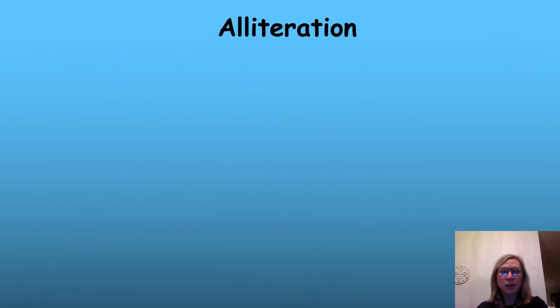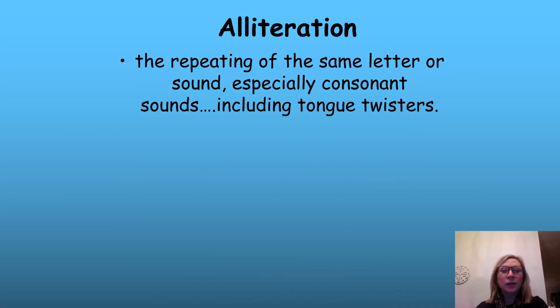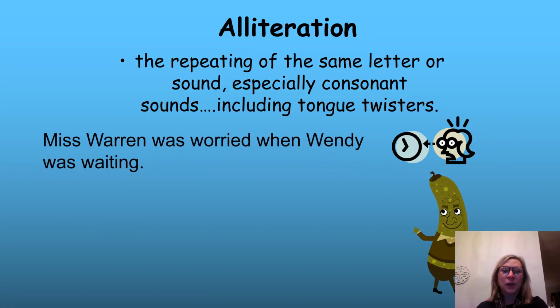So what is alliteration anyway? Alliteration is the repeating of the same letter or sound, especially consonant sounds, including tongue twisters. So, Miss Warren was worried when Wendy was waiting. Do you notice how the W sound is repeated multiple times in this sentence? It doesn't have to be every word starts with that letter, because you notice Miss isn't, but most of them are, and that's what makes that alliteration.